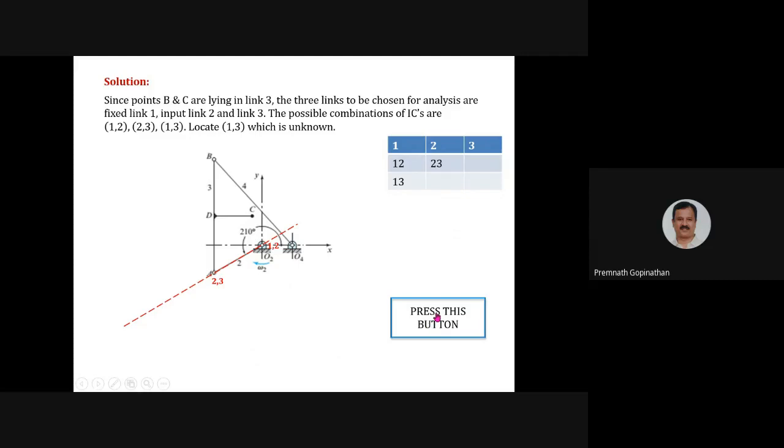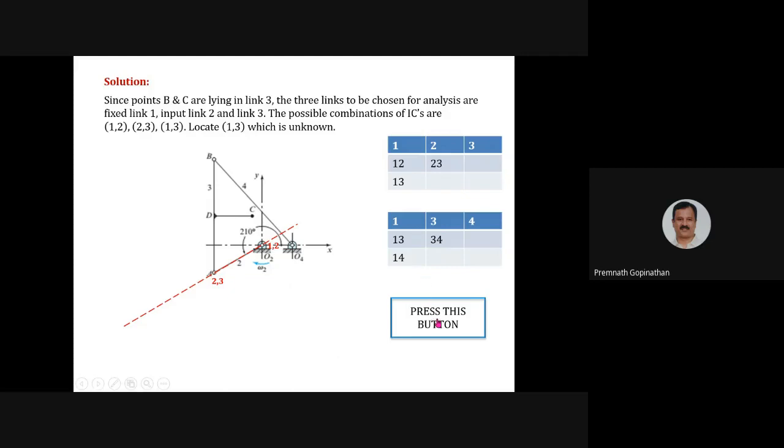So the other 3 links are 1, 3 and 4. Now corresponding to these 3 combinations of links, I can have 1 3 and 1 4 under link 1, which is the corresponding combination between 3 and 4. Now the other combination between 3 and 4 is 3 4. Okay, so these are the 3 combinations of instantaneous centers we have.